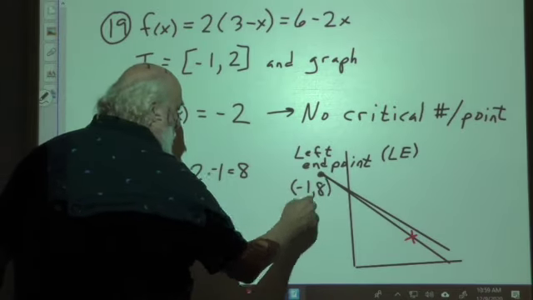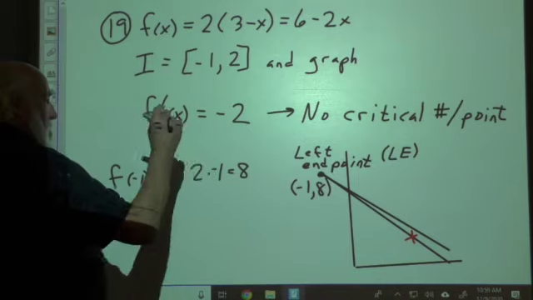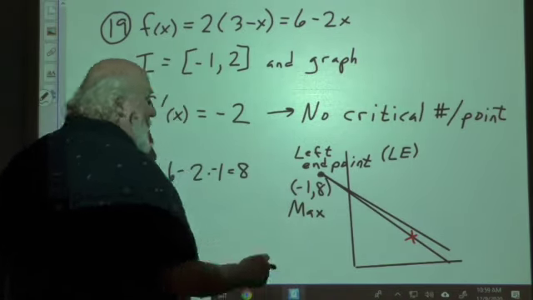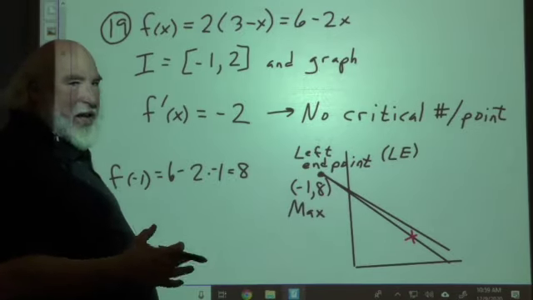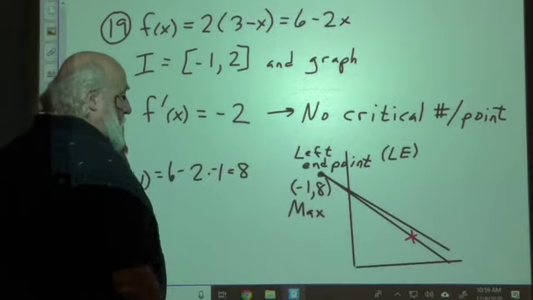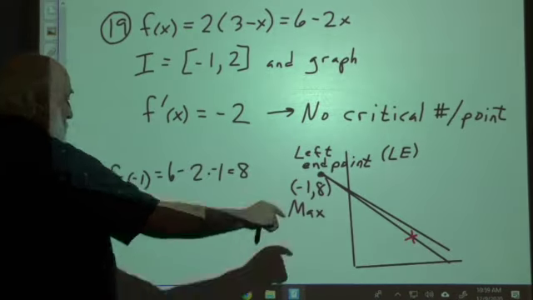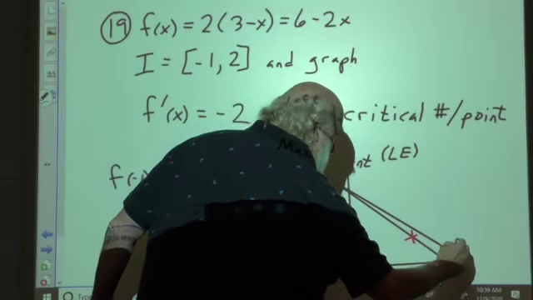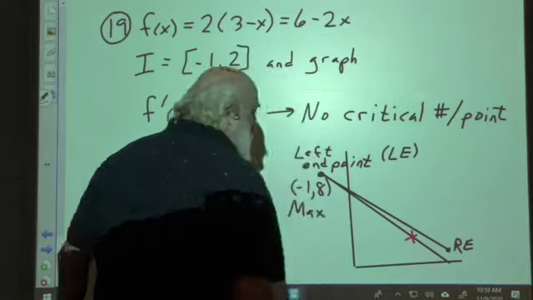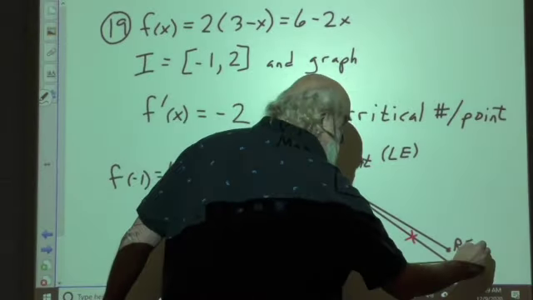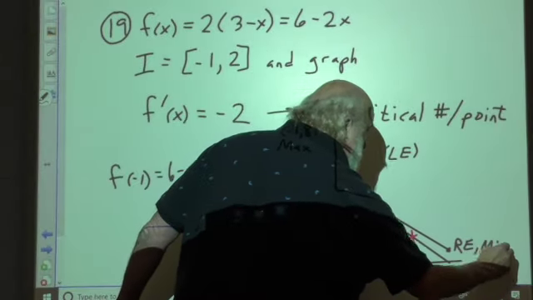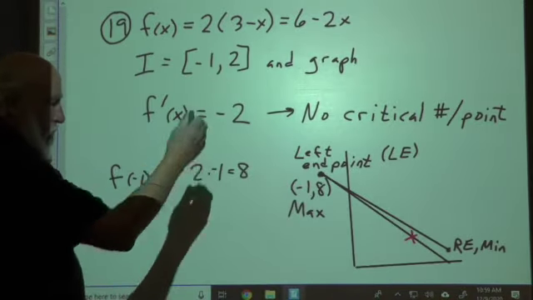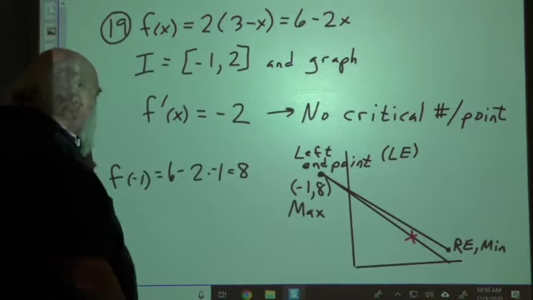So that would be the point (-1, 8). That is our left endpoint, and it is our maximum. As you see in the graph, it is the highest point in that interval from -1 to +2. Okay, so to find that point over here, which obviously is the right endpoint, which I'll call RE, it's the minimum because it is the lowest point on the vertical aspect of the graph.